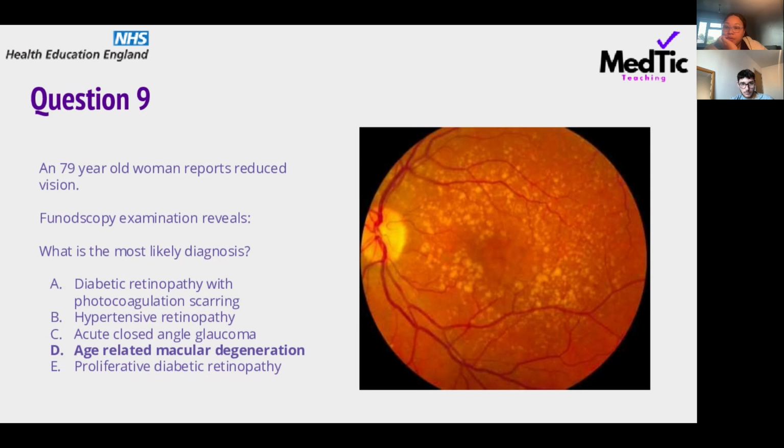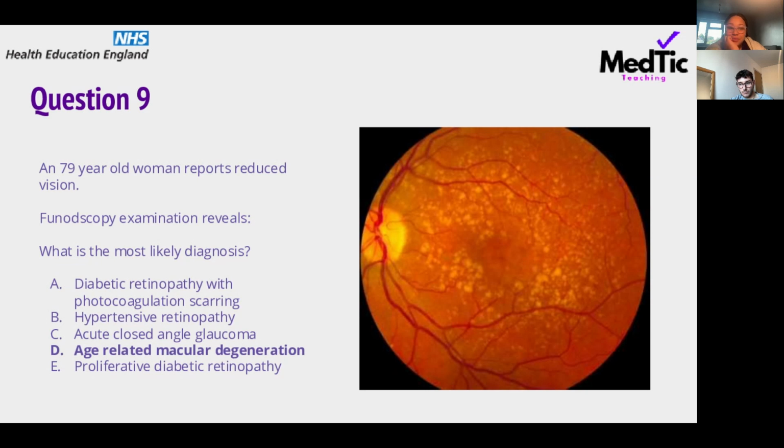Yep, so we've got age-related macular degeneration, mainly because you can see quite a lot of drusen around the macula as well. We've already touched on diabetic retinopathy. With photocoagulation, you'd expect to see paler areas on fundoscopy and bigger circles than this, if you will.